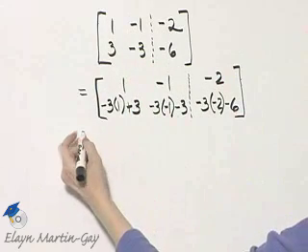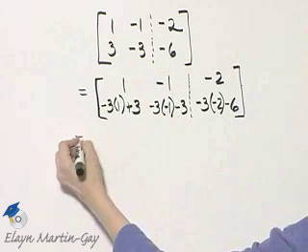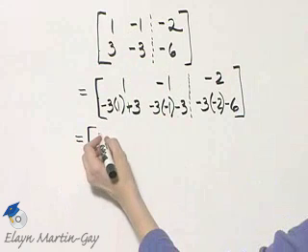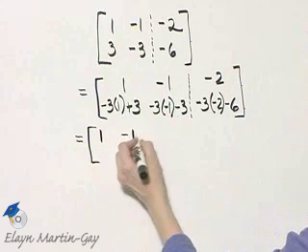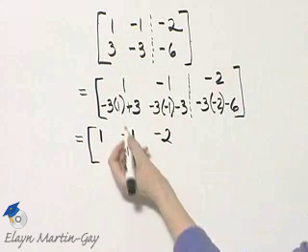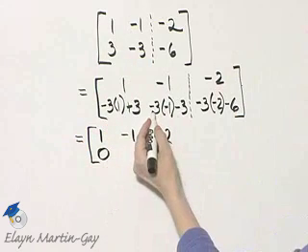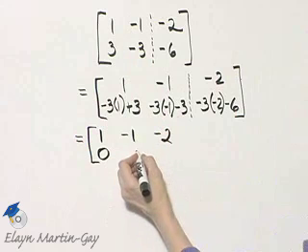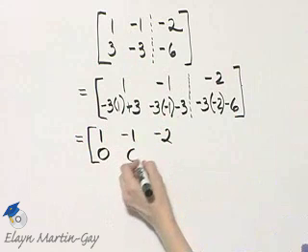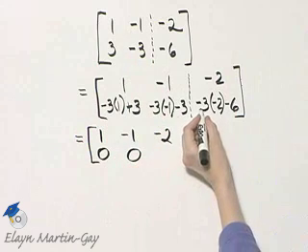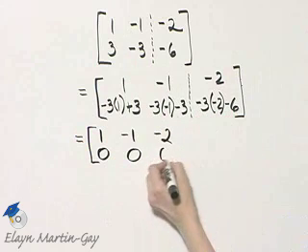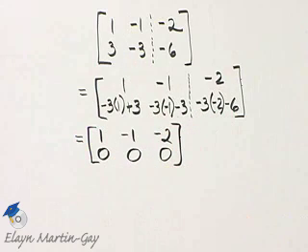And let's go ahead and simplify. Row 1 has not been changed at all. Row 1 is still 1, -1, -2, and we have -3 plus 3 is 0 like we want. This is 3 minus 3, it just happens to be 0. And this is 6 minus 6, that just happens to be 0.